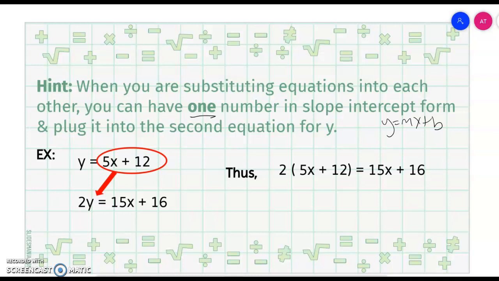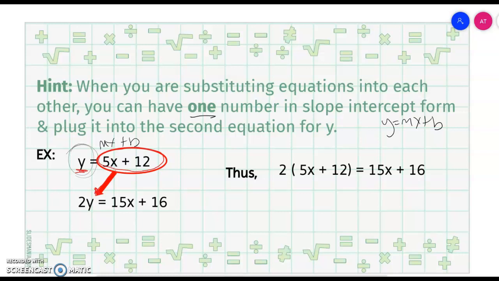So, this says y equals mx plus b, right? So since this is set to y equals, and remember y is just a placeholder, what I can do is take this 5x plus 12, plug it into my y, and make sure you use parentheses, just like here. Thus, I'm going to have the equation 2, parentheses, where my y would be, since I know what y is, which is 5x plus 12, end parentheses, equals 15x plus 16.